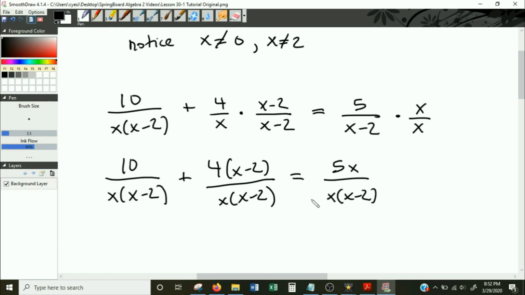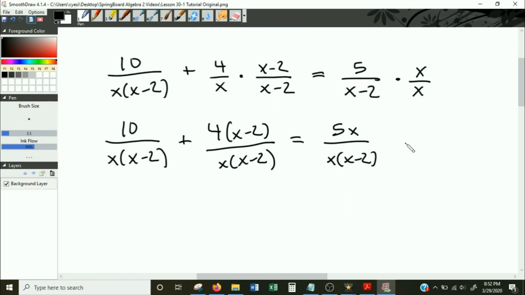Now, since we have all the same denominators on the bottom, remember that throughout this whole time, x cannot be 0 and x cannot be 2. As long as we keep that, we can actually just take the numerators and set them equal because all of these have the same denominator. So that means their numerators must be equal. So we can say 10 plus 4 times x minus 2 equals 5x.